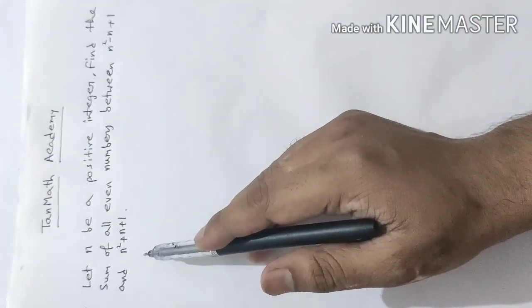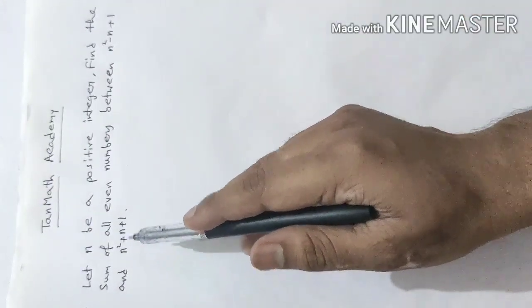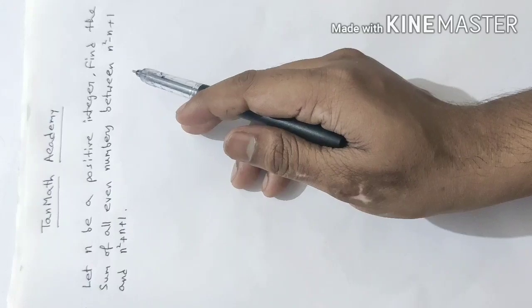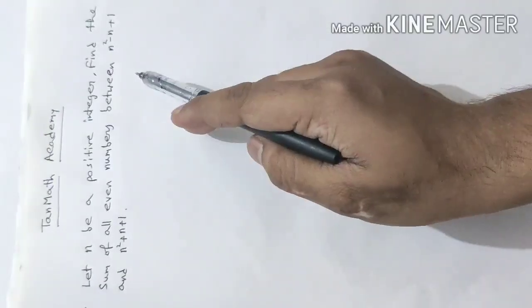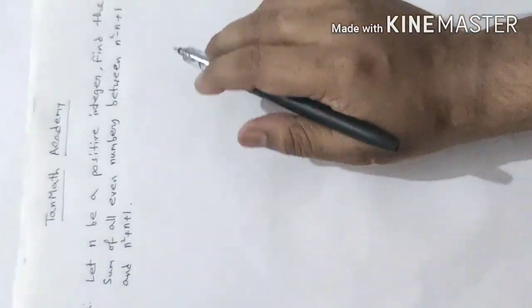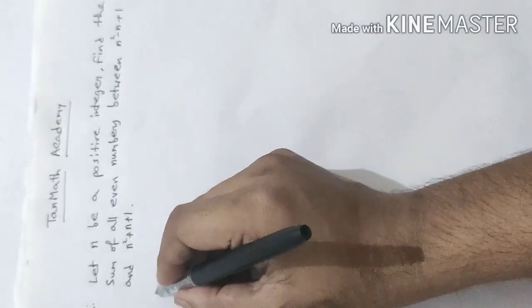Here is another problem. Let n be a positive integer. Find the sum of all even numbers between n square minus n plus 1 and n square plus n plus 1. যদি n পজিটিভ ইন্টিজার হয় তাহলে sum of all even numbers which lies between the numbers n square minus n plus 1 and n square plus n plus 1. Okay, let's see the solution.